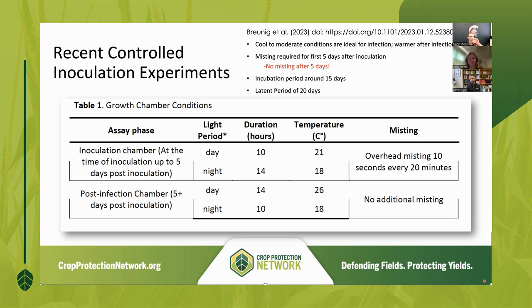One of the other pieces here was that this group said the incubation period was 15 days. The incubation period is the time from when the spore infects to when we see the first tar spot develop, and then the latent period is the time from infection to when we start to get the repeating cycle, or actual spore formation out of that new stromata.